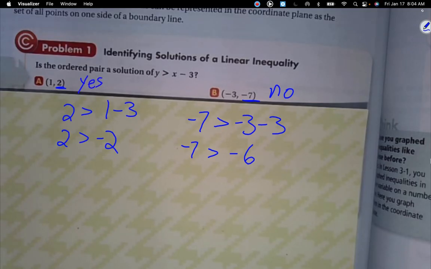Okay, let's try this one. So, instead of Y is greater than, I'll plug in negative 7 is greater than, and instead of X minus 3, I'm going to plug in negative 3 minus 3. What is negative 3 minus 3? Negative 6. So think about a number line. Is negative 7 bigger than negative 6? It's not. It's further away from 0, like to the negatives. So this one would be no, it's not a solution. This one, yes it is. Do y'all understand that today? Yes, we understand so far.